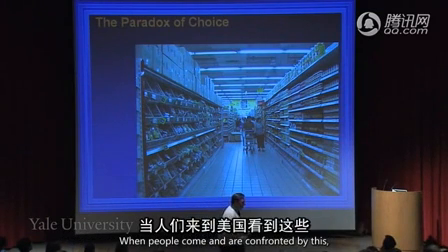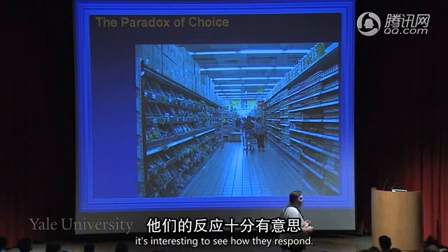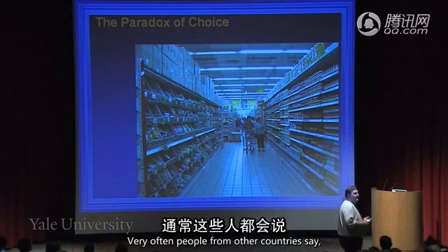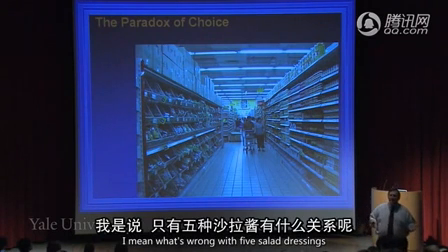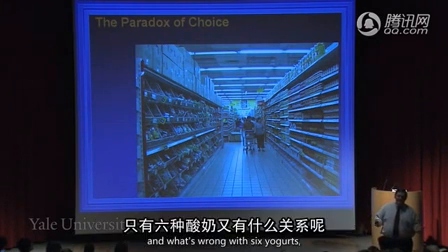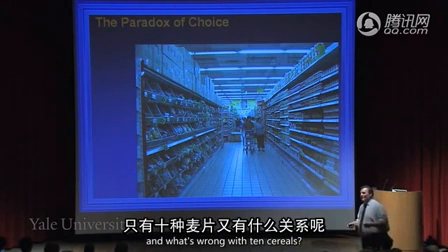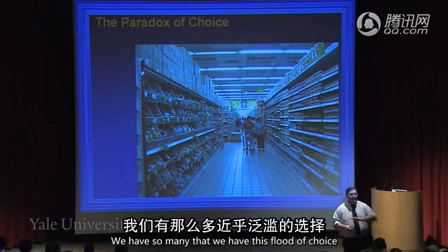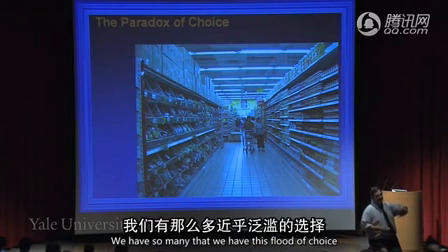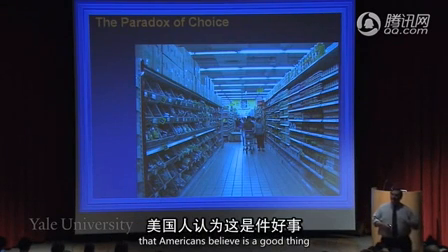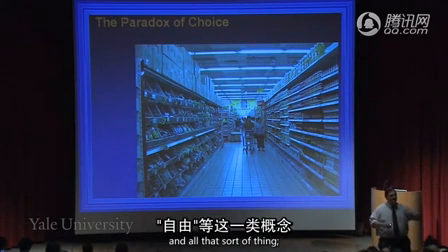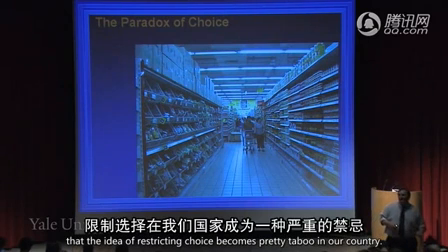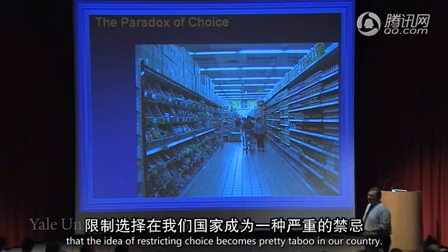And when people come and are confronted by this, it's interesting to see how they respond. Very often people from other countries say, well, why do you need that many choices? I mean, what's wrong with 5 salad dressings? And what's wrong with 6 yogurts? And what's wrong with 10 cereals? But we have so many that we have this flood of choice that Americans believe is a good thing because the word choice gets connected conceptually with freedom and all that sort of thing, that the idea of restricting choice becomes pretty taboo in our country.